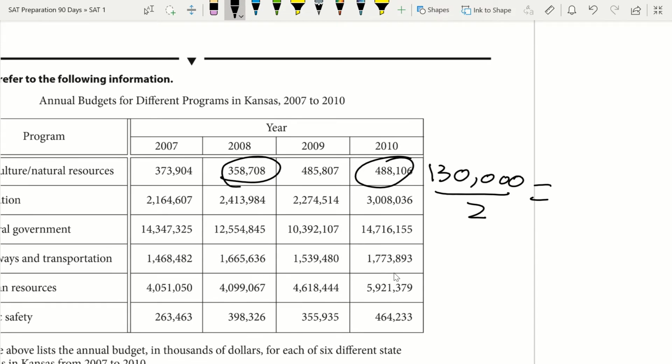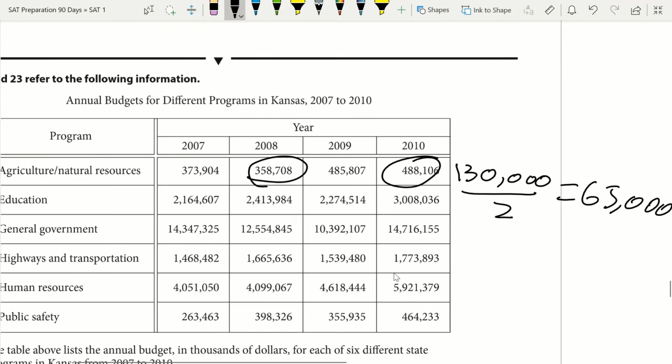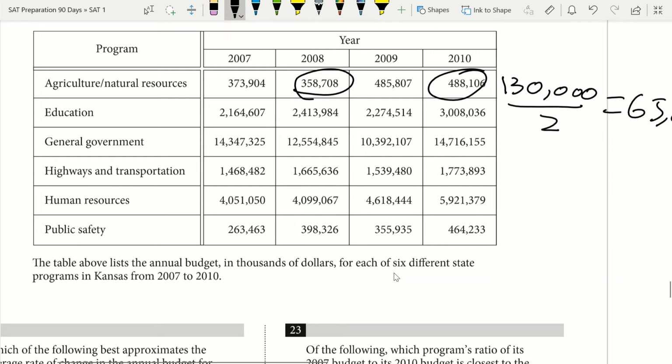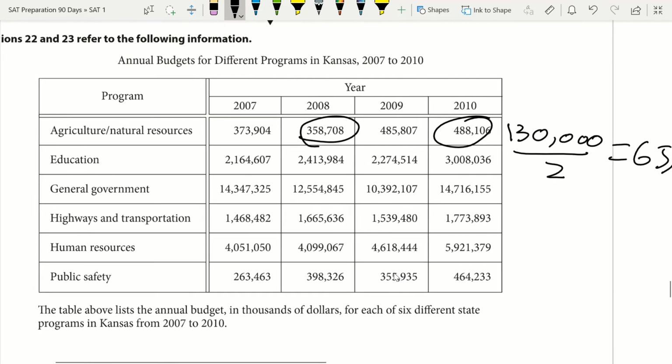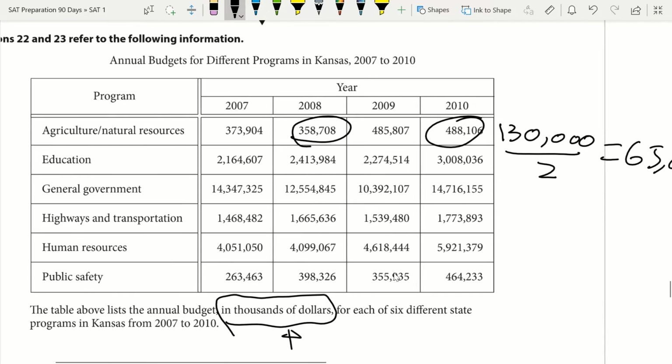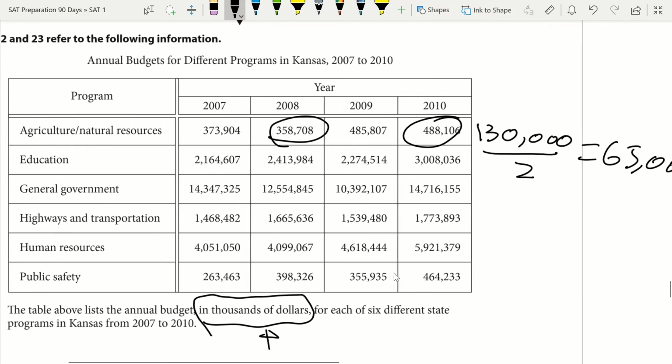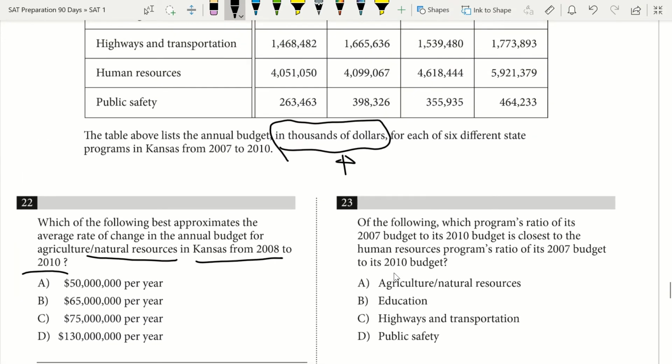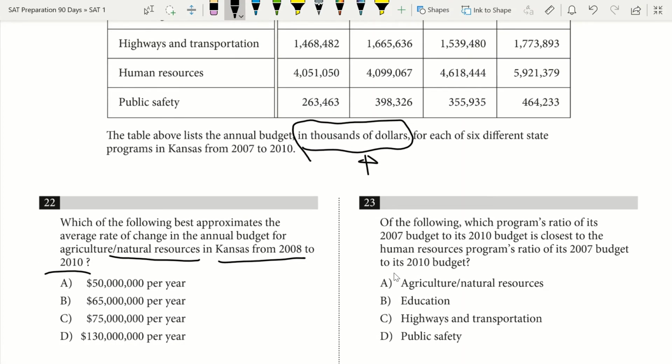Okay, so 65,000. Now, it looks like we're dealing in, it says thousands of dollars down here. Generally, I'd be looking for that to be somewhere in the table, but in this case, they're telling me that that's thousands of dollars down there. So it'd be 65,000 times 1,000. So something like 65 million then. So 65 million, I see that as answer choice B for number 22. So 22 then, my answer there is going to have to be B.